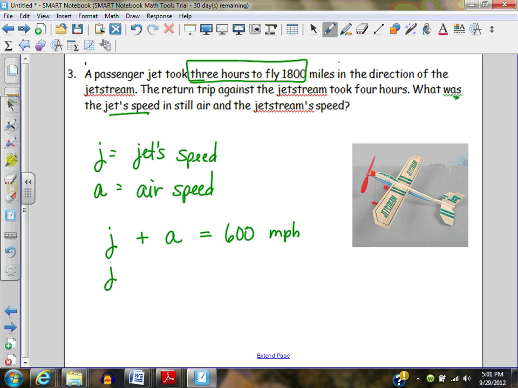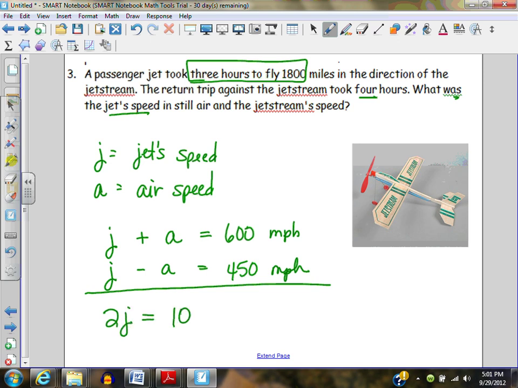But if the jet is going against the wind, it's the jet speed minus the air speed. That's going to be 4 hours for 1,800 miles. So we're going to take 1,800 divided by 4. That's easy. Just divide it by 2, which is 900, and then divide it by 2 again, which is 450. Okay. Look how easy this little baby is to solve when you do it like that. 2J is equal to 1,050. So the jet's speed is 525 miles per hour.